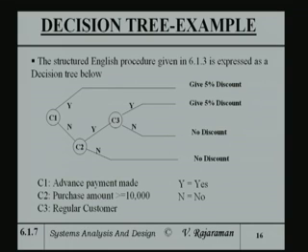The same structured English procedure can be expressed as a decision tree. It is somewhat like a flow chart, in the sense that you say advance payment is made, then give 5% discount, and you can go down. If advance payment is not made, you check condition 2, which is purchase amount is greater than or equal to 10,000. If the answer is no, automatically you give no discount, and then you test the next condition, which is to ask the question, is he a regular customer? If he is a regular customer and advance is not paid, but the purchase amount is greater than or equal to 10,000, then give 5% discount. So this is the, otherwise no discount.